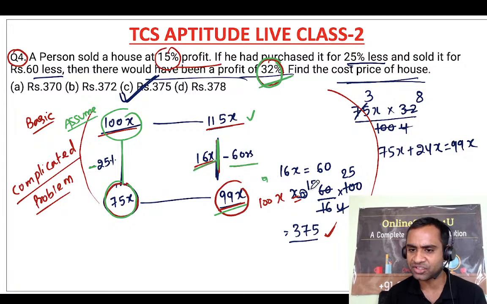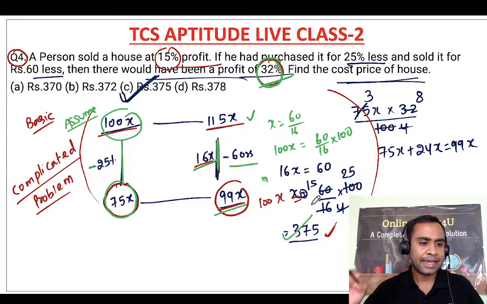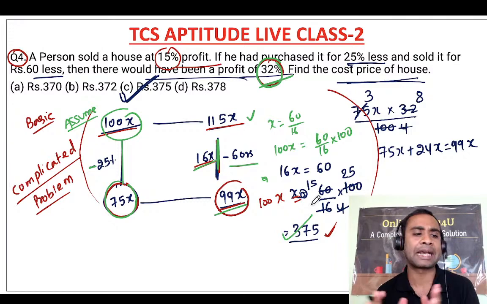So 16x is equal to 60, so x will be 60 by 16, and then we have to find out the cost price, 100x. So 60 by 16 into 100, we got 375. And now I think it should be clear to you.